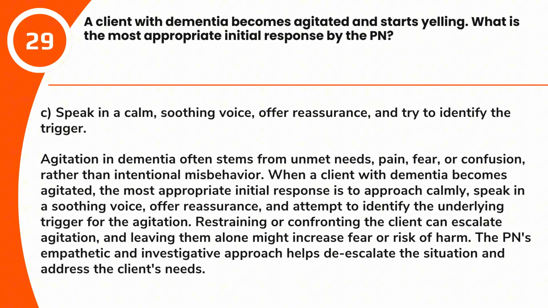Answer C. Speak in a calm, soothing voice, offer reassurance, and try to identify the trigger. When a client with dementia becomes agitated, the most appropriate initial response is to approach calmly, speak in a soothing voice, offer reassurance, and attempt to identify the underlying trigger for the agitation. Agitation in dementia often stems from unmet needs, pain, fear, or confusion, rather than intentional misbehavior. Restraining or confronting the client can escalate agitation, and leaving them alone might increase fear or risk of harm. The PN's empathetic and investigative approach helps de-escalate the situation and address the client's needs.